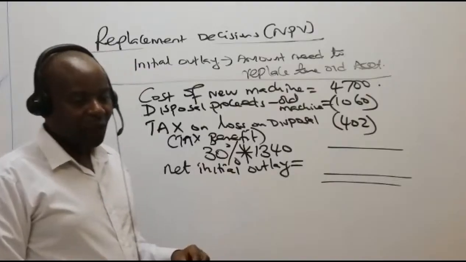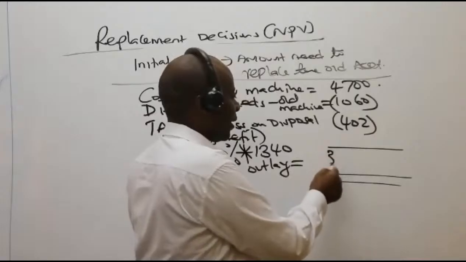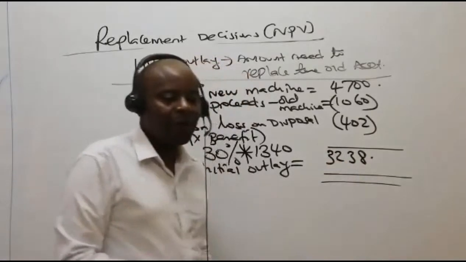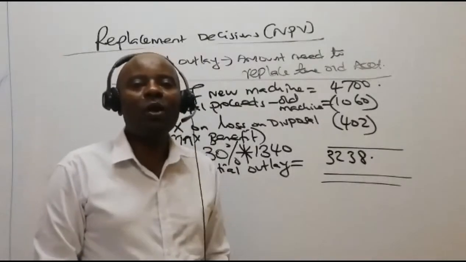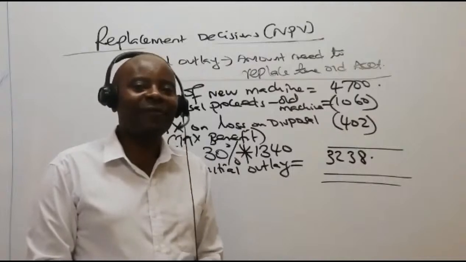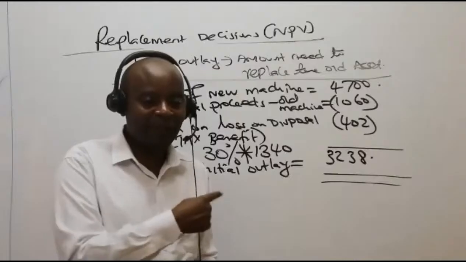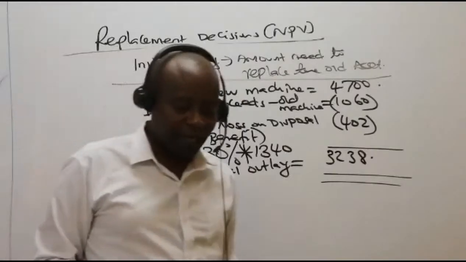We add, yes. So that gives me a figure of 3,238. So 3,238. This is a very important figure. Remember, at the end of the day, this examiner would need us to calculate net present value. So it's a figure that I expect you to have at the back of your mind. We'll want to use this figure next.